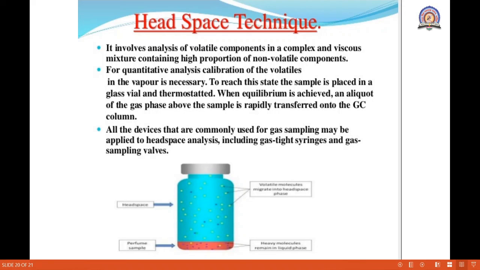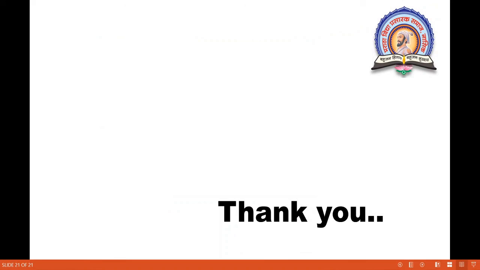Then this headspace analysis is most commonly used for the determination of residual volatile solvents in the pharmaceutical industries. It is also used for blood alcohol analysis. It is also used for the determination of volatile hydrocarbons in wastewater. So for that the headspace analysis is used. Okay. In the next lecture, we will discuss the remaining components of gas chromatography. Okay, thank you.